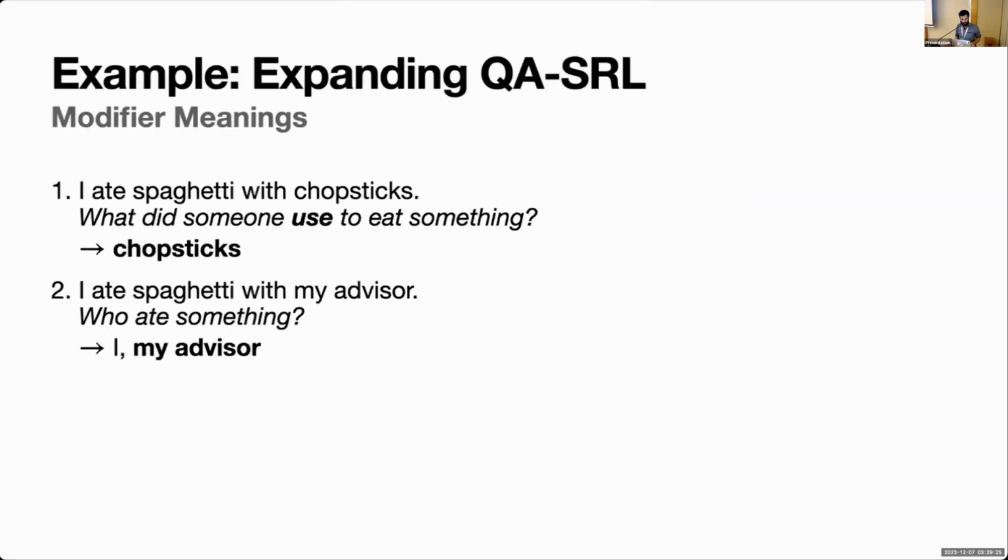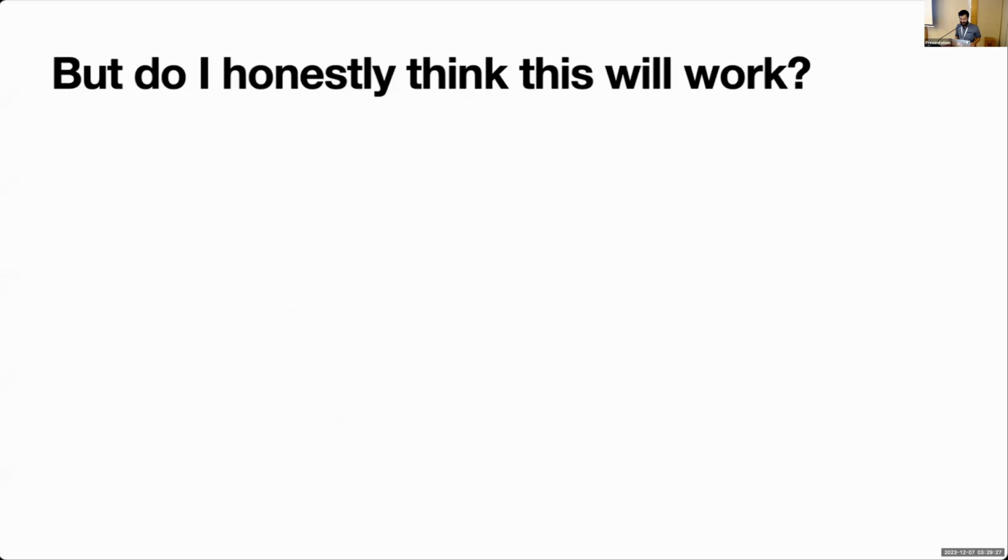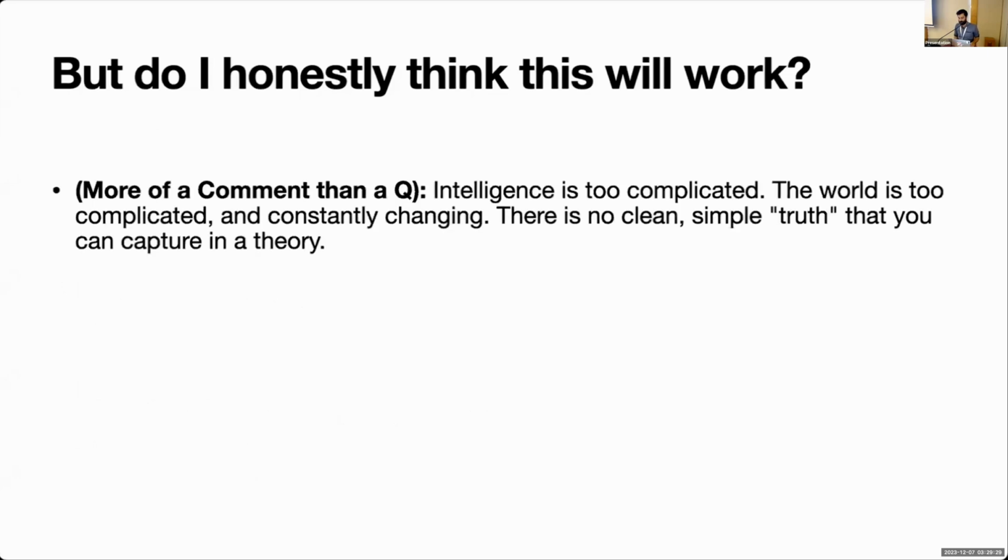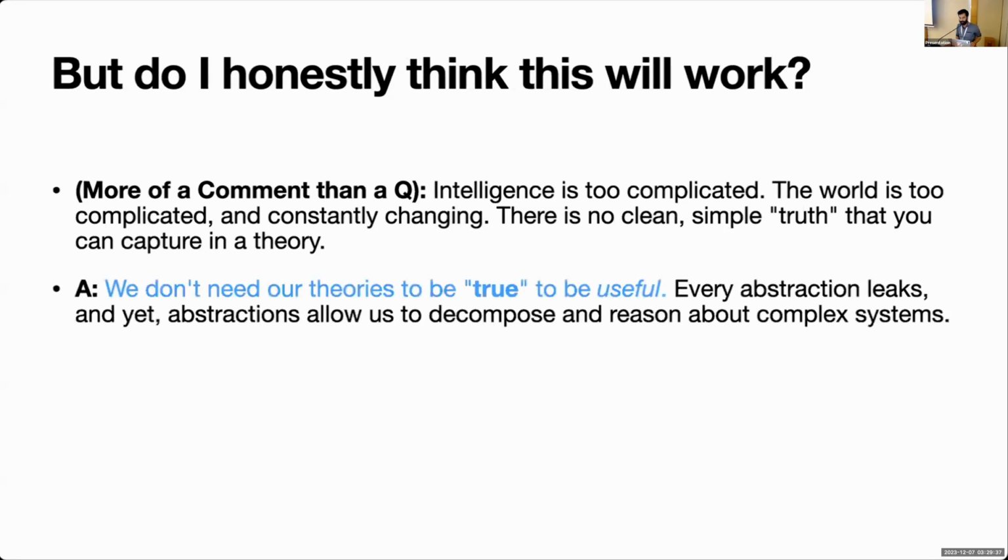I'll skip this, but the last bit. Do I honestly think this will work? Maybe you still don't believe it. You're like, intelligence is just too complicated. We're not going to be able to represent any of this. Why are you wasting your time? Just train a big neural net.